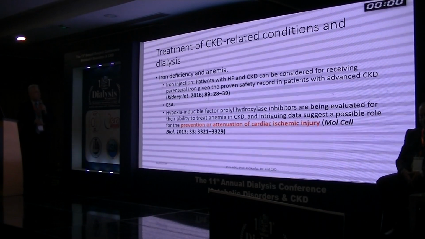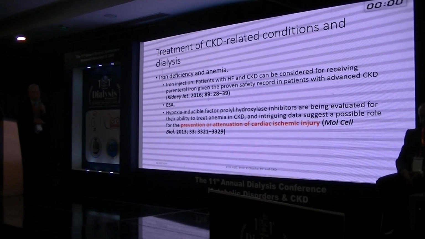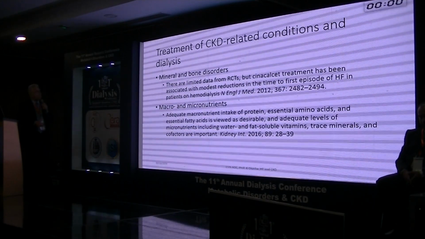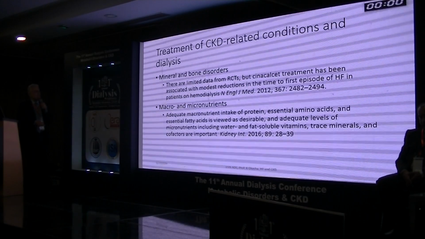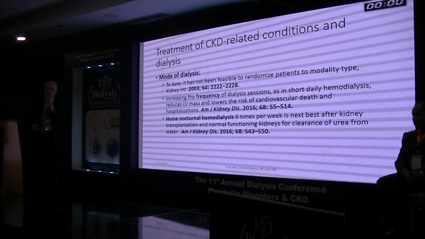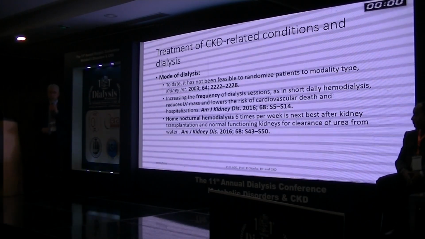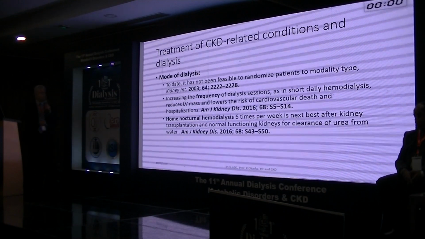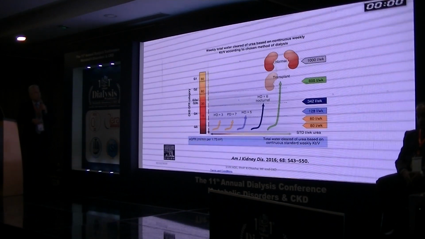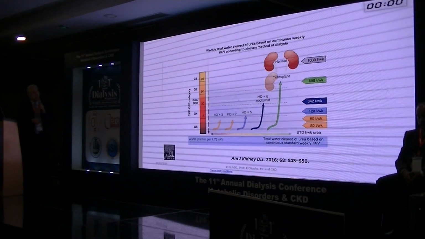And other modalities of treatment include the traditional measures: management of anemia among the chronic kidney disease patients suffering heart failure by iron injection or ESA or hypoxia-inducible factor inhibitors, mineral and bone disorders, macro and micronutrients, and mode of dialysis. Actually, increased frequency of dialysis is associated with improvement of the cardiac performance. And the best among them is the home nocturnal hemodialysis, and it's almost the next best beyond transplant and normal kidney function.